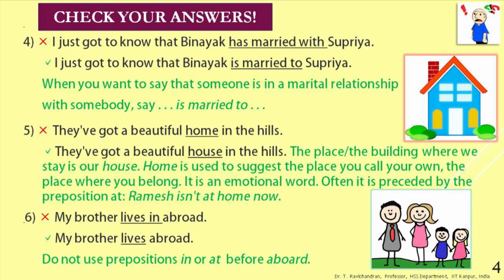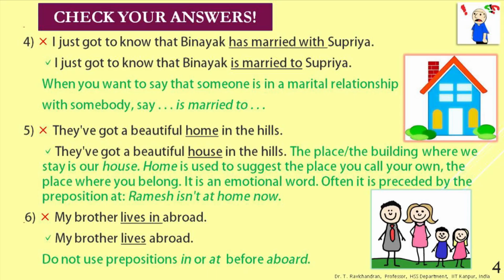Fourth one, correct form: I just got to know that Binayak is married to Supriya. Has married with Supriya is the wrong form, is married to Supriya is the correct form. The word married generally goes with to, and when you want to say someone is in a marital relationship with somebody, say is married to.